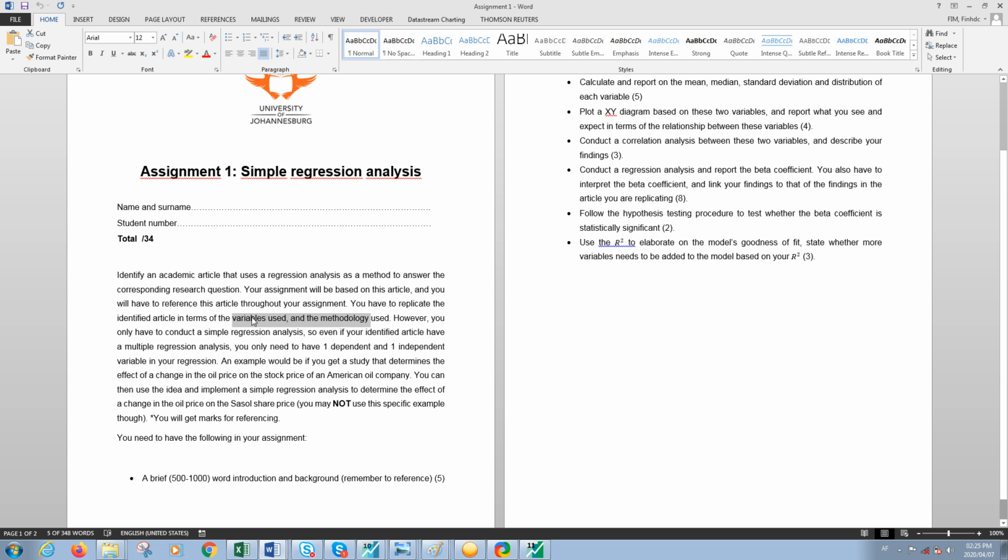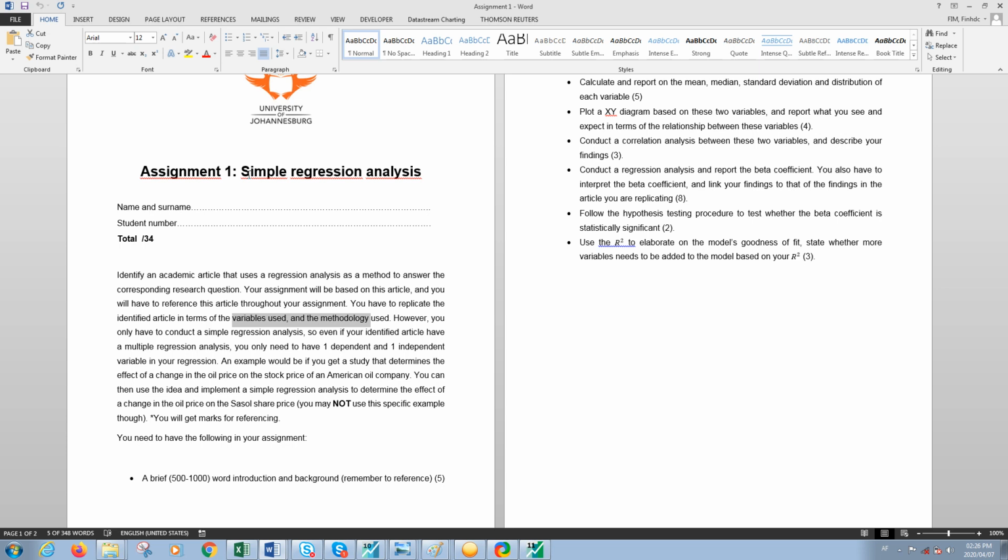Now, articles will never use a simple regression analysis. It's too simplistic. But for the purposes of your assignment, you only need to have a simple regression analysis. So you only have to get the idea from other papers. If a paper's main goal was to identify the effect of the exchange rate on the stock market, you'll typically have the exchange rate as an explanatory variable and the stock market as a dependent variable. Hope that makes sense.